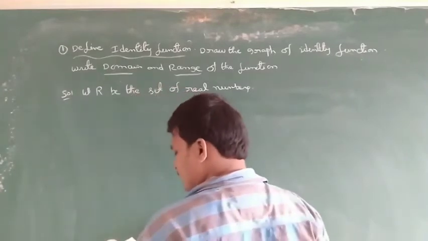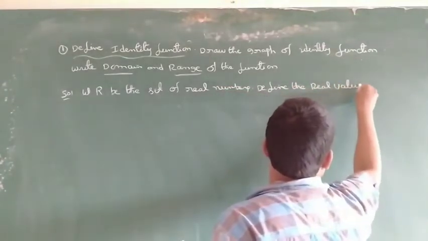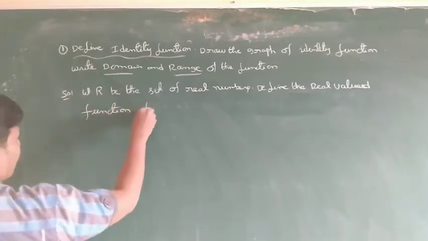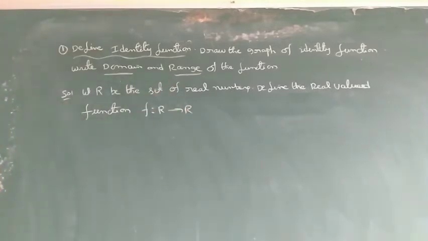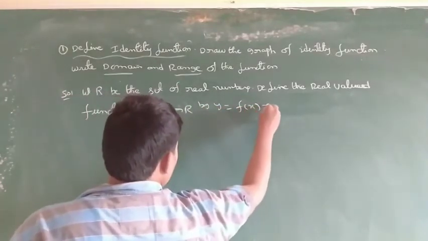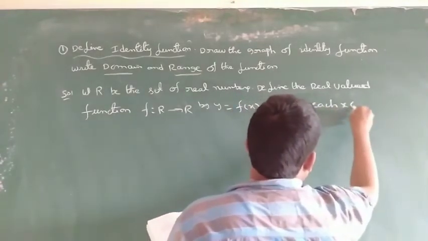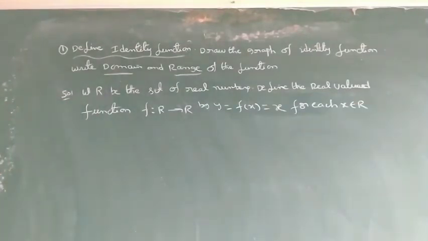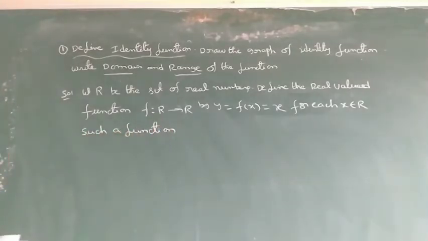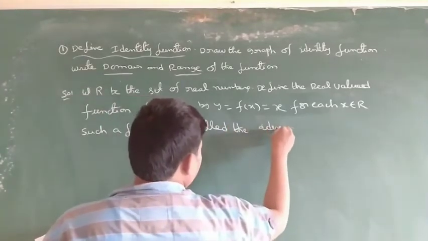Define the real valued function f from R to R by y is equal to f of x is equal to x for each x belongs to R. Such a function is called the identity function.